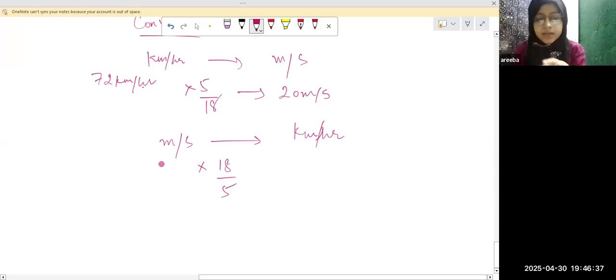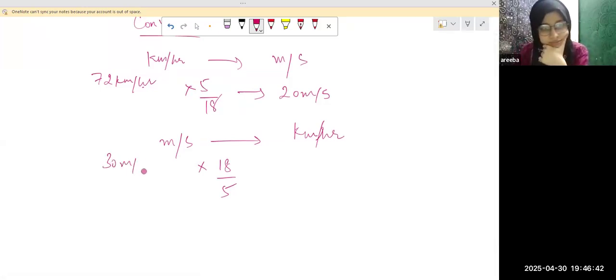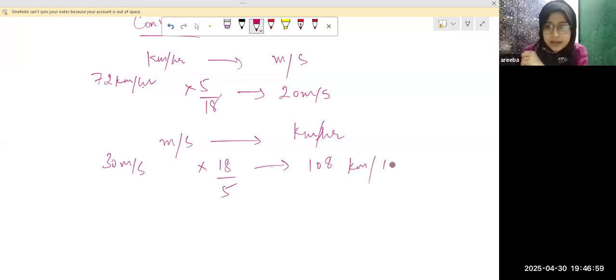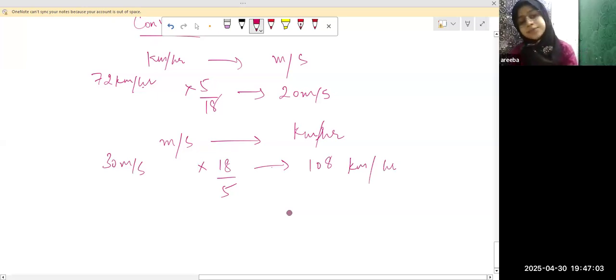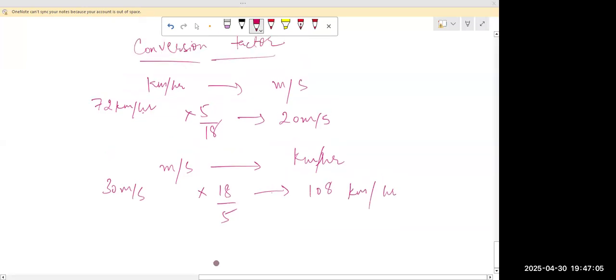Now I have been given 30 meter per second converted into kilometer per hour. It is 102 kilometers per hour. Or wait, calculation, 108. Yes, 108 kilometer per hour. All right, so the conversion factor is clear. Just write it because it will be very helpful in our numericals.